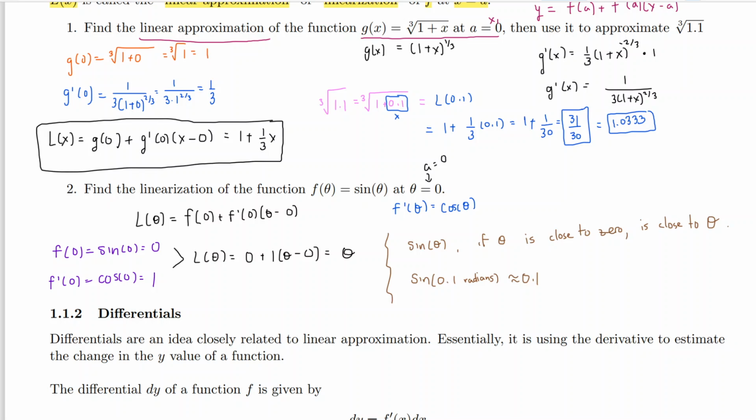All right, but that's a good place to stop for the first half. The second half is on differentials, and I'll see you there.